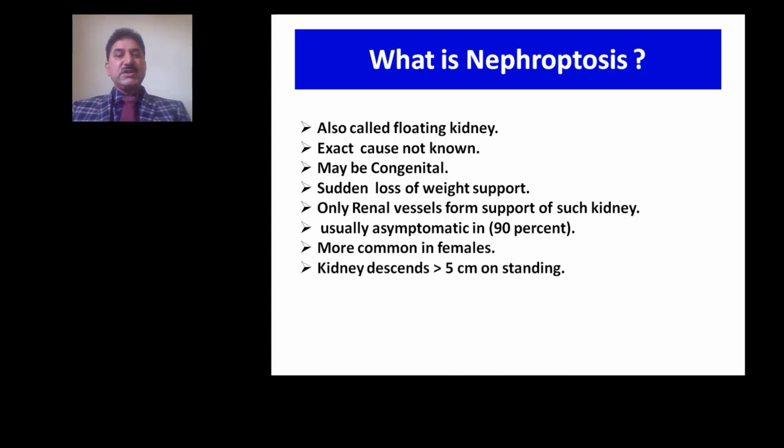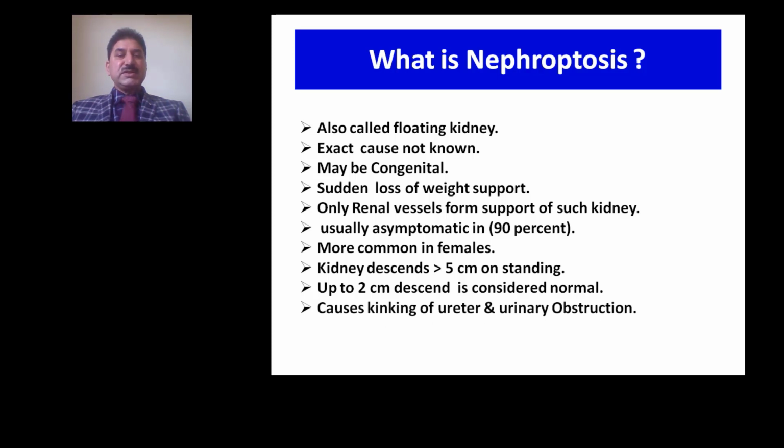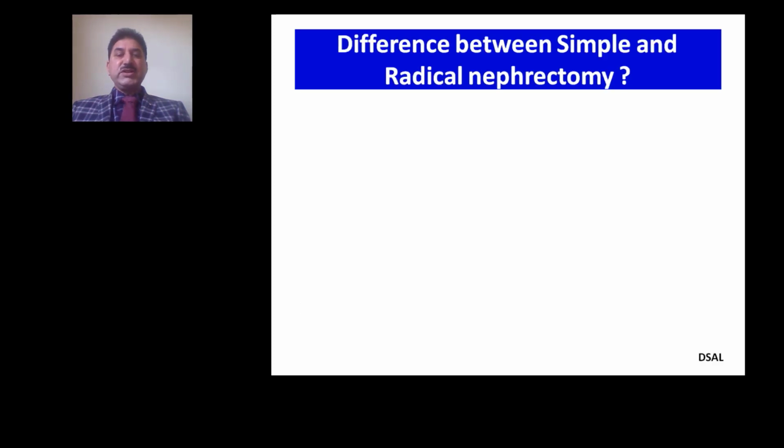In nephroptosis, kidney descent is greater than 5 centimeters on standing. Descent up to 2 centimeters is considered normal. Abnormal descent causes kinking of the ureter and urinary obstruction.